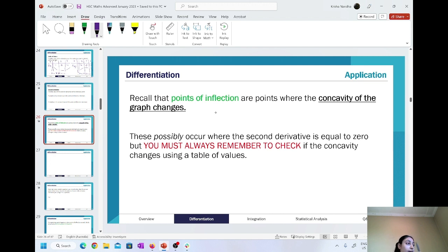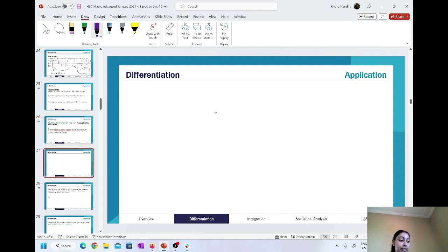But any given time that you are looking for a concavity change, you do need to use the bucket hat test to figure out whether it actually is a concavity change, because sometimes it could be neither. Okay, so I'll show you some examples.